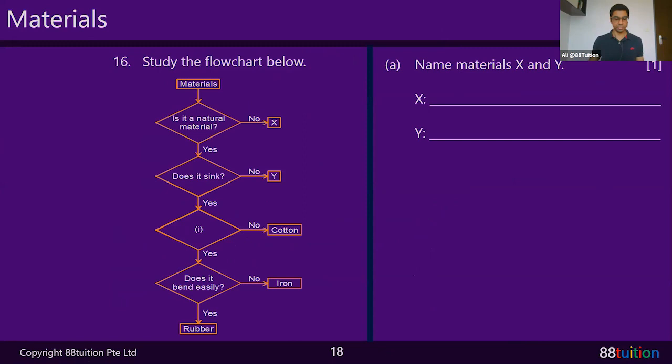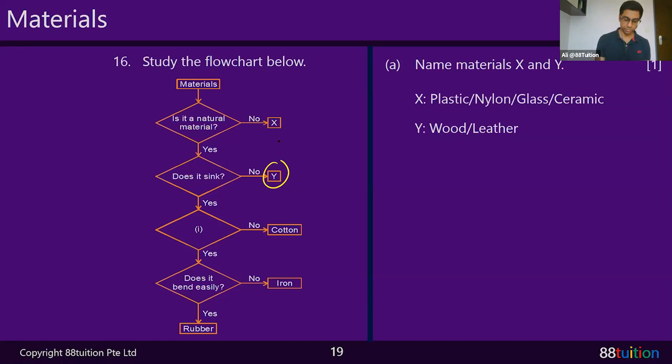Question 16, study the flow chart again. Now it's not MCQ. Name the materials X and Y. Which one do you go to first? Go to the one that is after this, because it answers two questions. So this is Y. Is Y a natural material? Yes, it's a natural material.